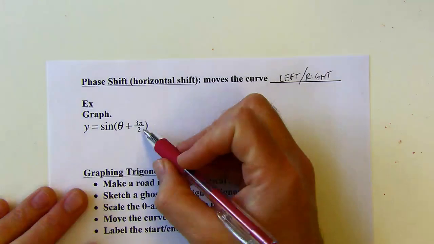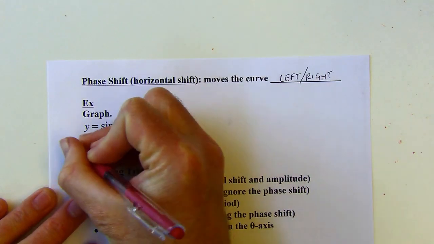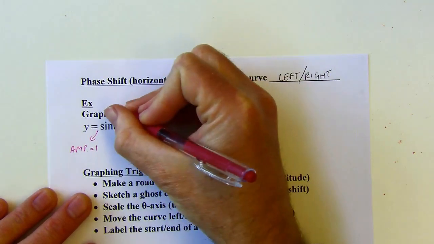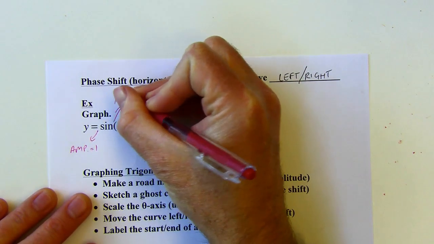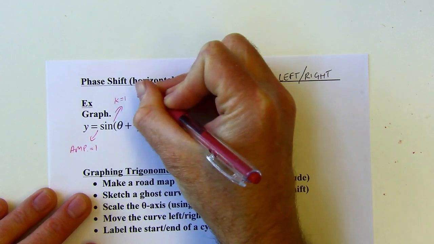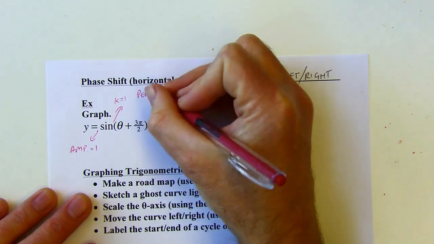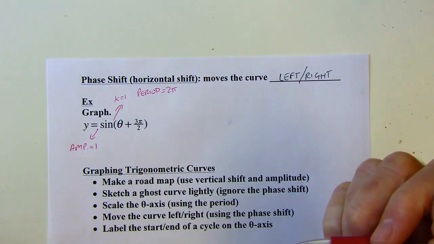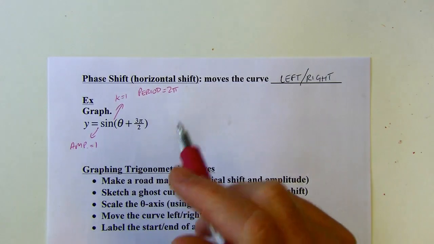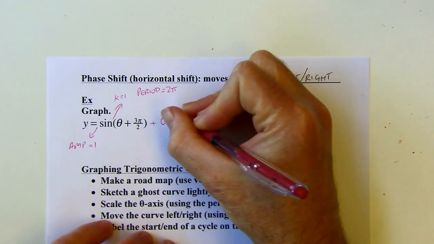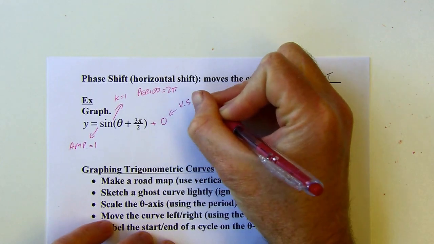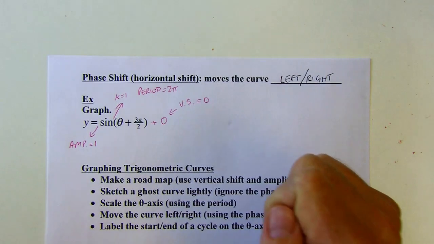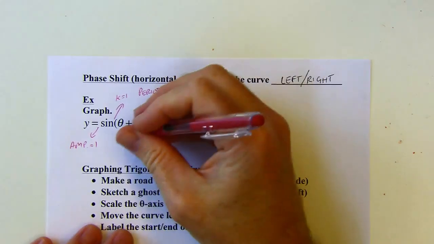So just before I even get to the phase shift part, my amplitude is going to be 1. My period, well, k is going to equal 1, so that means the period, since it's 2 pi over k, 2 pi over 1 is just 2 pi, so it's the same period as my parent graph. Okay, my vertical shift is 0, so that means the midline is going to be on the theta axis. Okay, all right, and then this new bit.